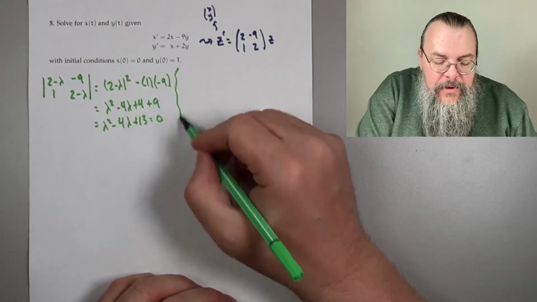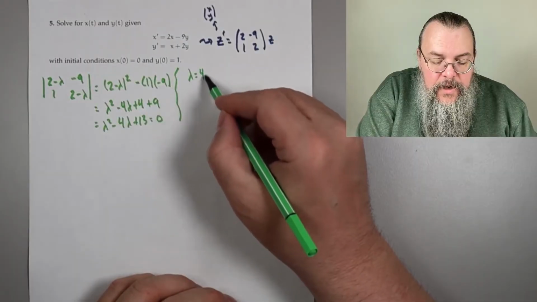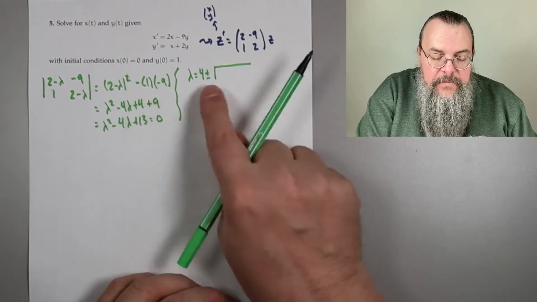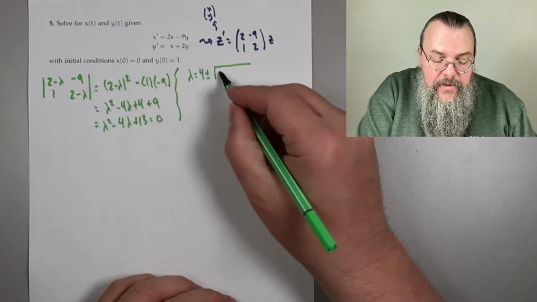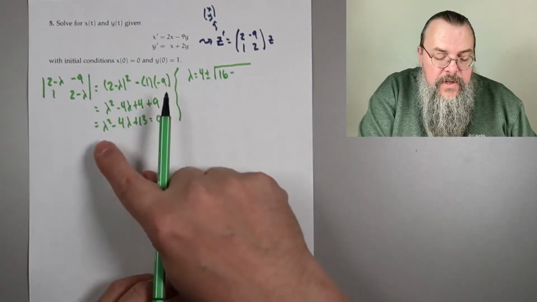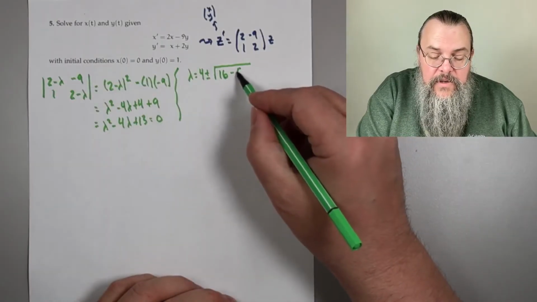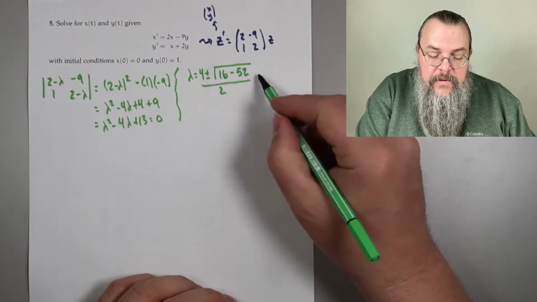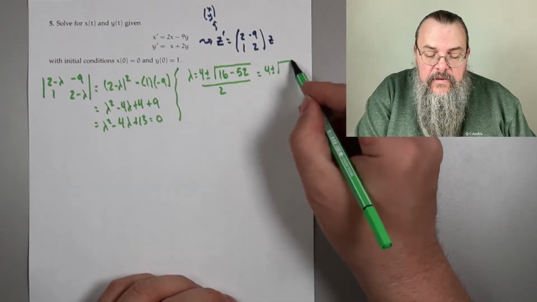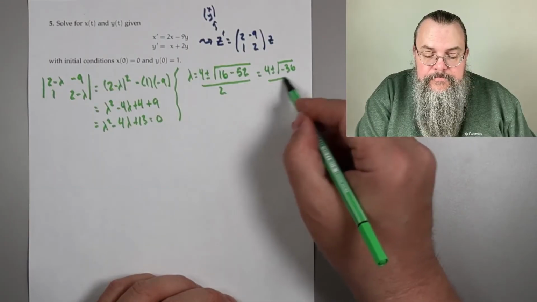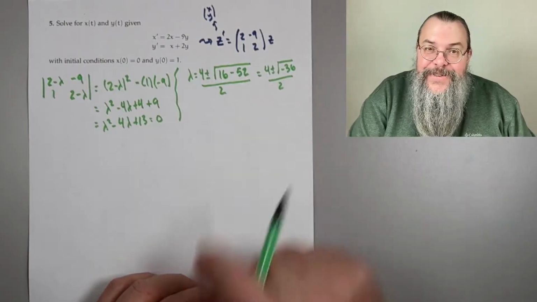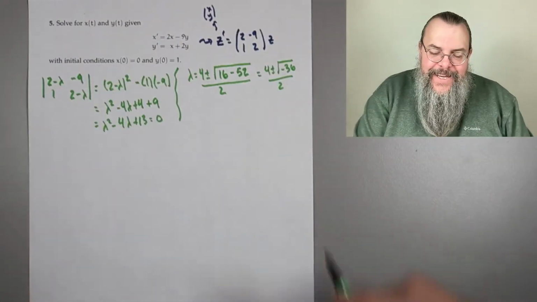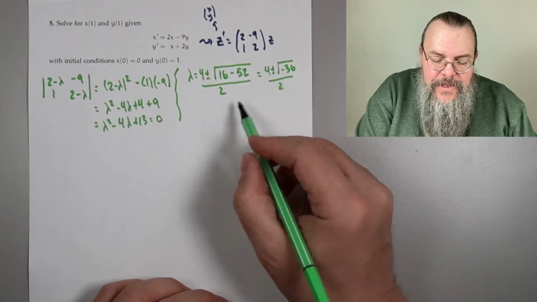So, okay, we have lambda is equal to 4 plus or minus the square root of, negative b, that's where the 4 is coming from, b squared, 16, minus 4 times 1 times 13, so 16 minus 52, all over 2. Now, 16 subtract 52, that's also known as negative 36. The square root of a negative. Things are about to get a little bit complex. Okay, so we're almost there. 4 over 2 gives us 2.